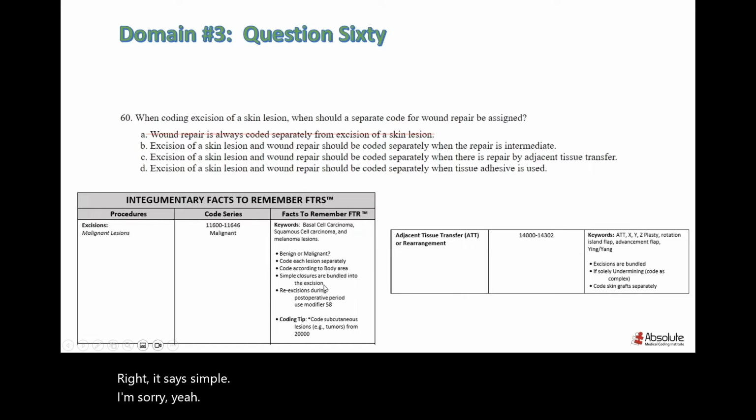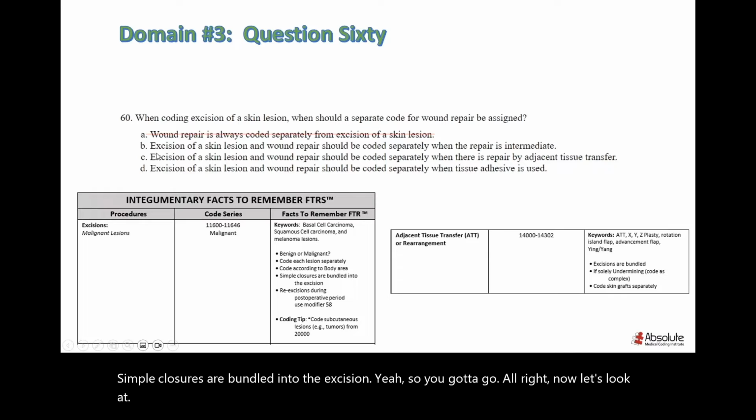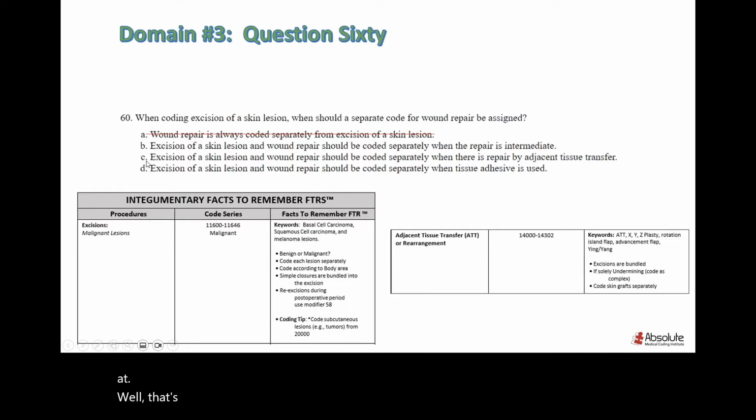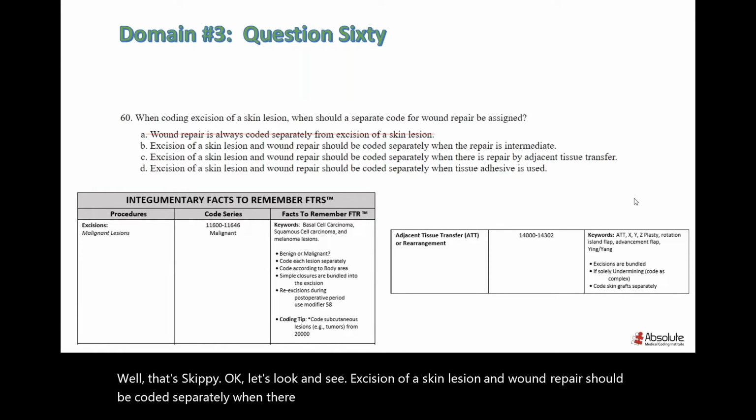Simple closures are bundled into the excision. So you've got to go. All right, now let's look at B. Well, let's skip B. Okay, let's look at C. Excision of a skin lesion and wound repair should be coded separately when there is repair by ATT.